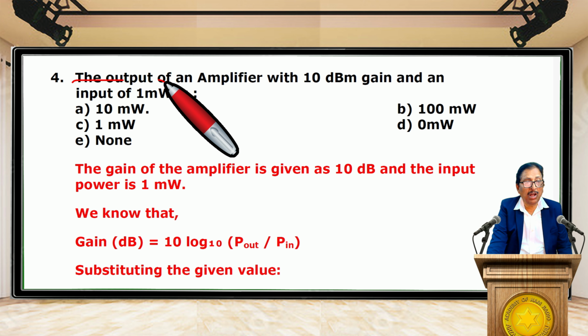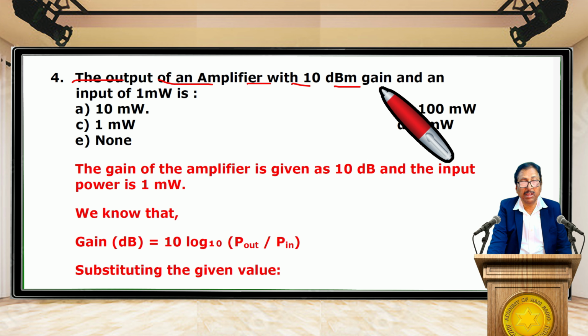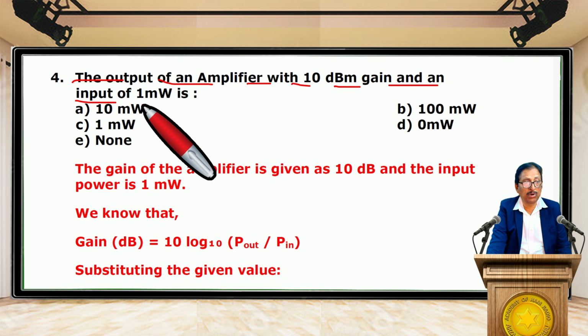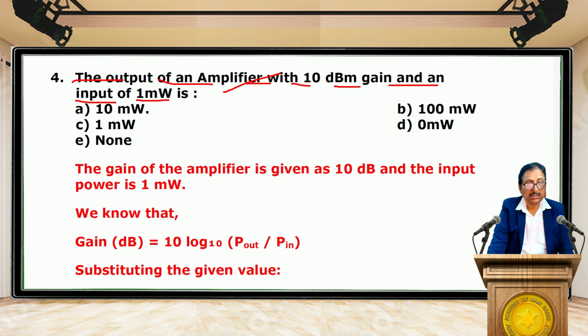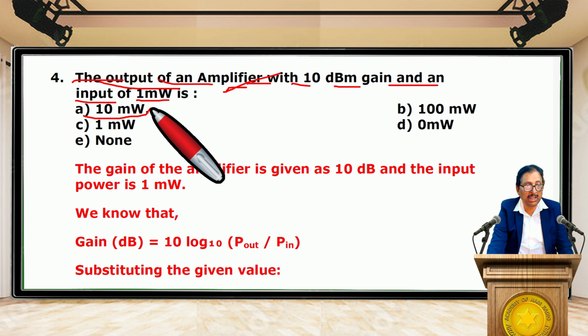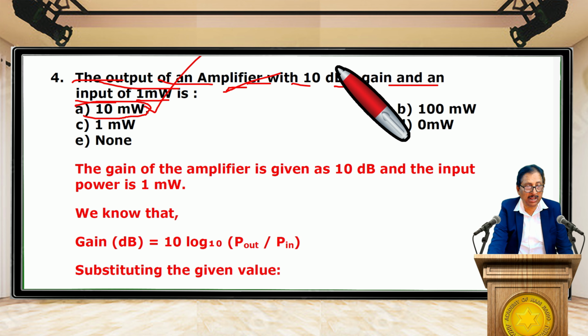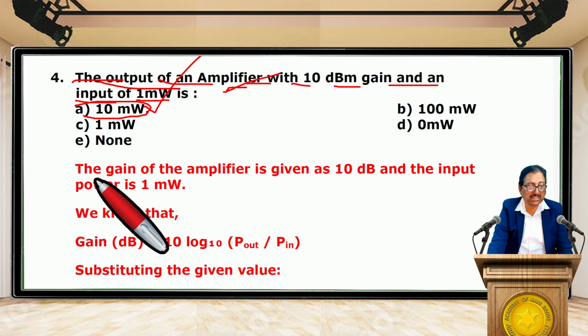The output of an amplifier with a 10 dB gain and an input of 1 milliwatt is, here we have to find out the output of the amplifier in milliwatts. The answer is 10 milliwatts. Alpha is the correct option. Here the explanation has been given.